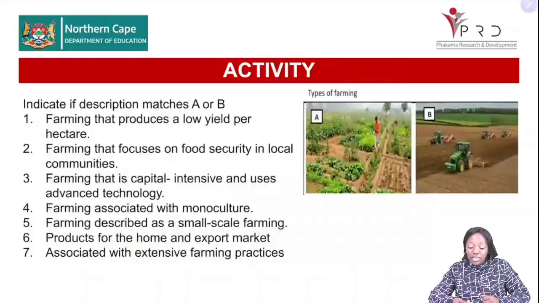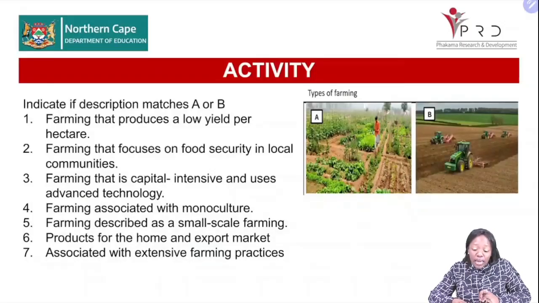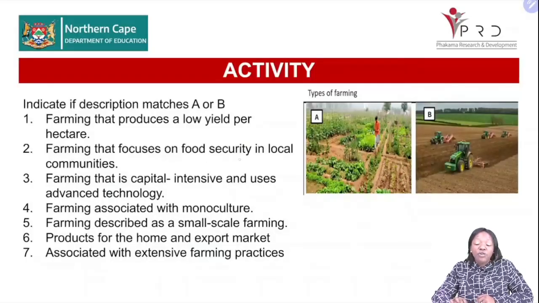So let us see what questions indicate if the description matches A or B. Number one, the farming that produces a low yield per hectare. Is it A or is it B? Then secondly, the farming that focuses on food security in local communities. So here, the low yield per hectare.